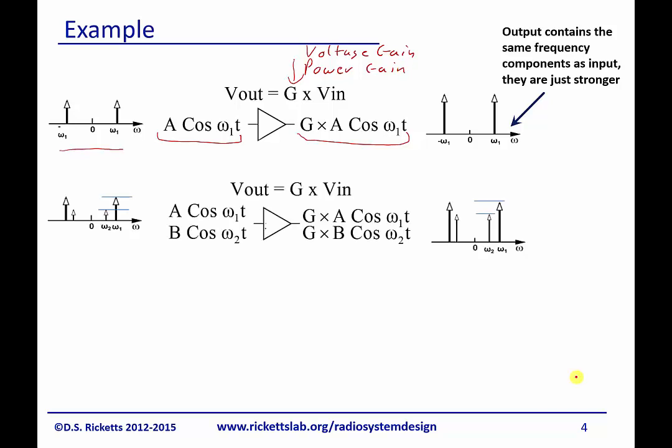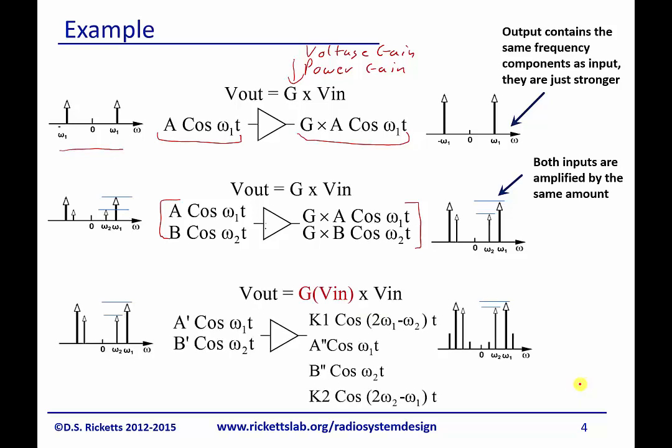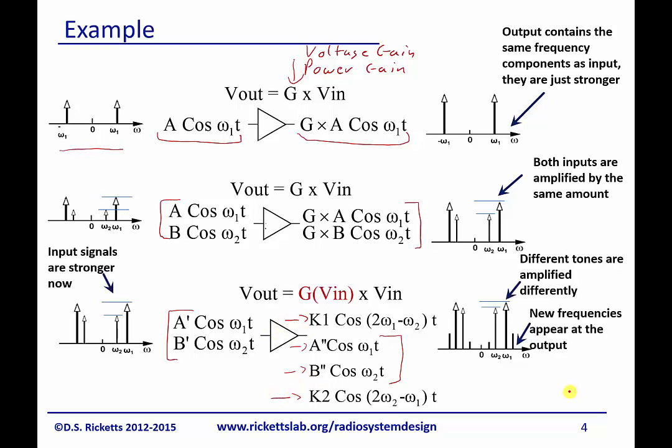All right, now if this is a linear system, then I can put two inputs in, A and B cosine, at two different frequencies, and I should get out just G times both of those. So both inputs are amplified by the same amount, and I don't have any additional frequencies. Now a nonlinear system would be one where I put in two tones, A prime and B prime, and I get out the same two frequency components, but they may not have the same coefficients, and I may also have additional frequency components. So you can see here that the different tones could be amplified differently.